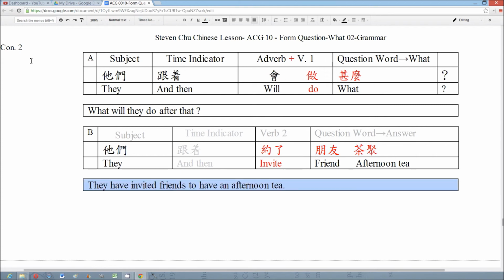They have invited friends to have an afternoon tea. Subject, verb, and the answer. And you can see that we use different verbs in the question and the answer. And we also use the answer to replace the question word. And the time indicator in this example is used to show the time of a future action.